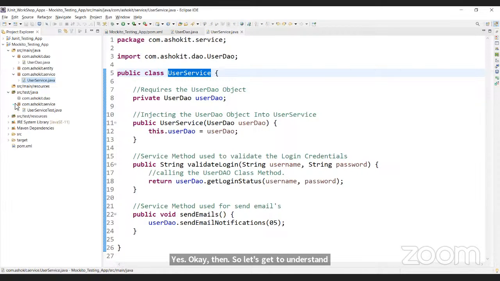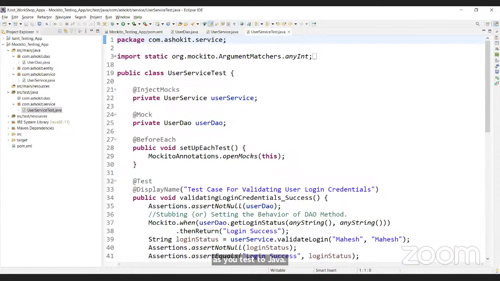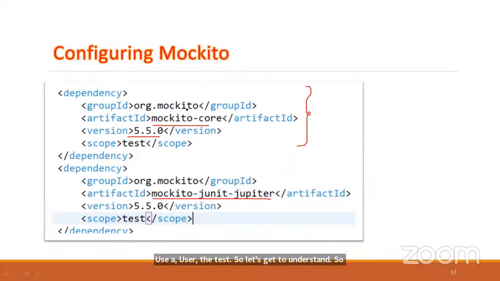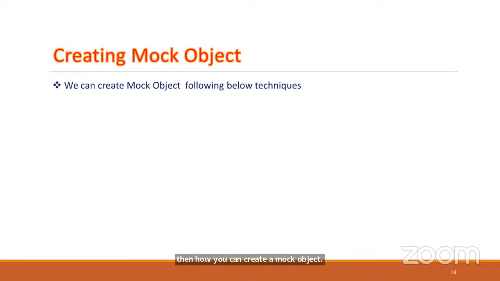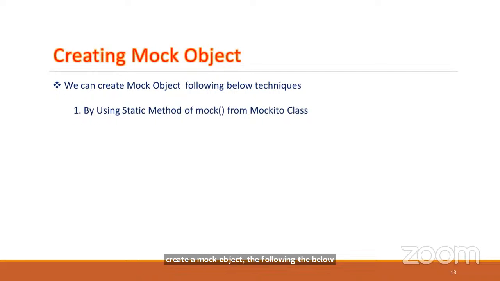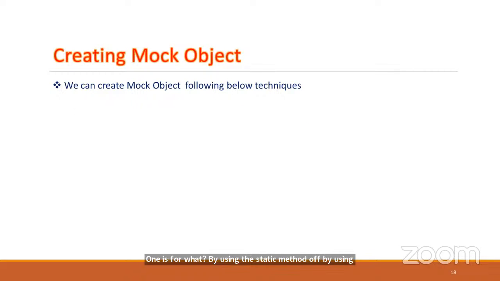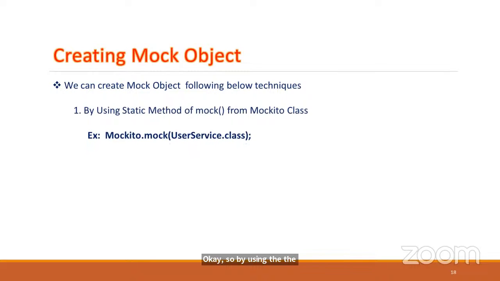So let's understand, sir. src/test/java. Observe carefully. UserServiceTest. So you have configured the Mockito dependencies, and then how can you create a mock object? Simple. We can create a mock object using the following techniques. One is by using the static mock method from the Mockito class. This is how you can create a Mockito mock object for UserService class.